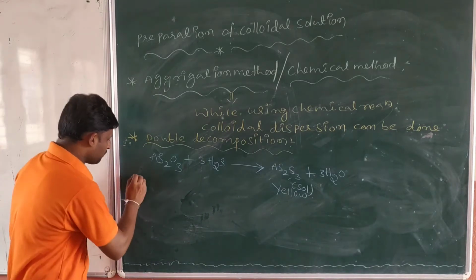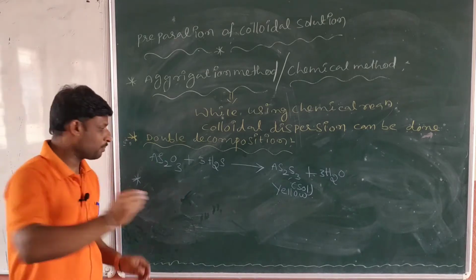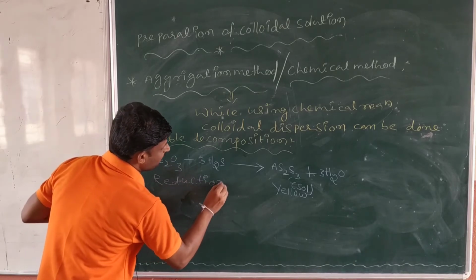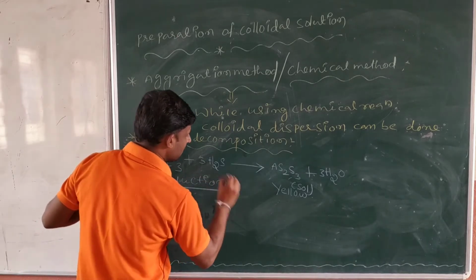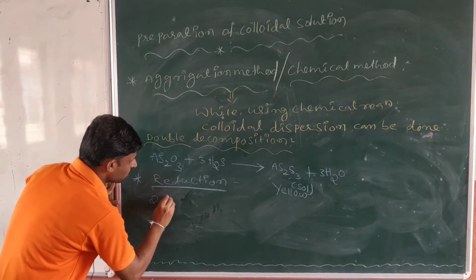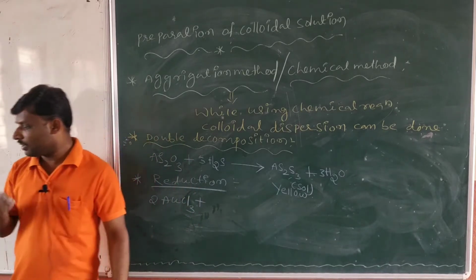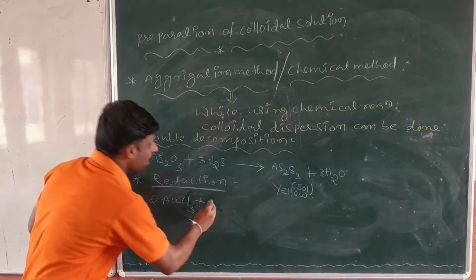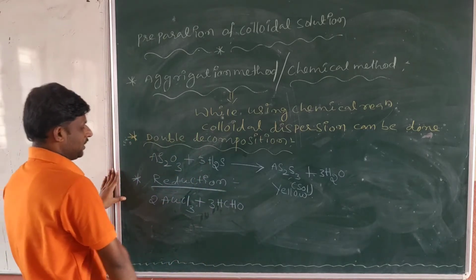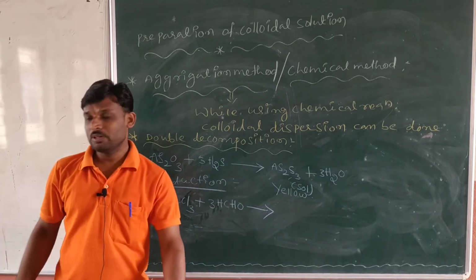Next example, let us discuss that one. That is nothing but reduction. For example, I want to prepare gold sol. In this case, I take gold chloride, 2 moles of AuCl3. I treat this gold chloride, meaning we are doing reduction here. I take formaldehyde as the reducing agent, 3 moles of formaldehyde. Then it forms gold sol.